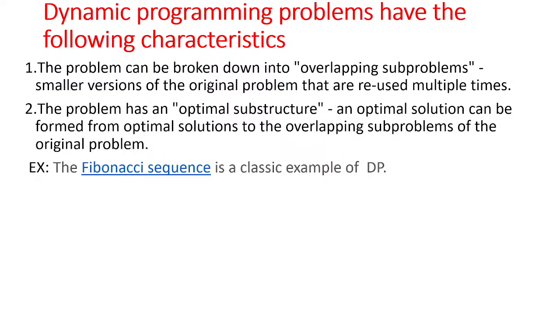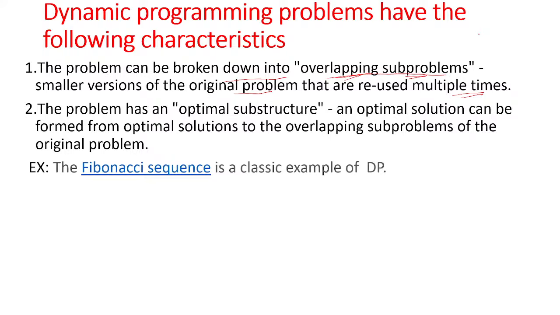DP problems have these characteristics. The problem can be broken down into overlapping subproblems: smaller versions of the original problem that are reused multiple times. That means the same smaller problem occurs again and again. That is called overlapping subproblems.